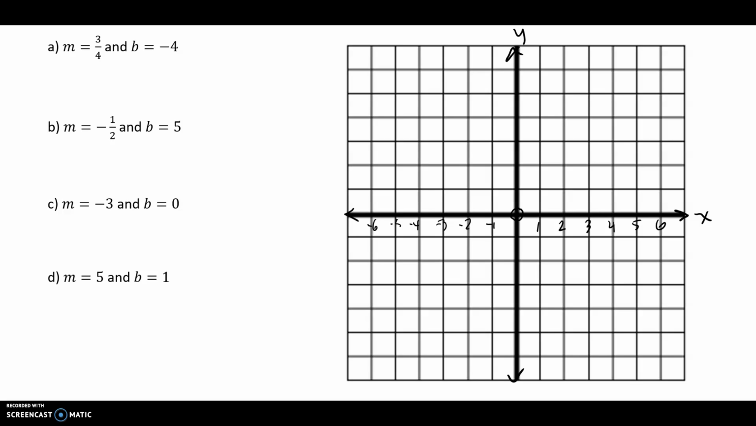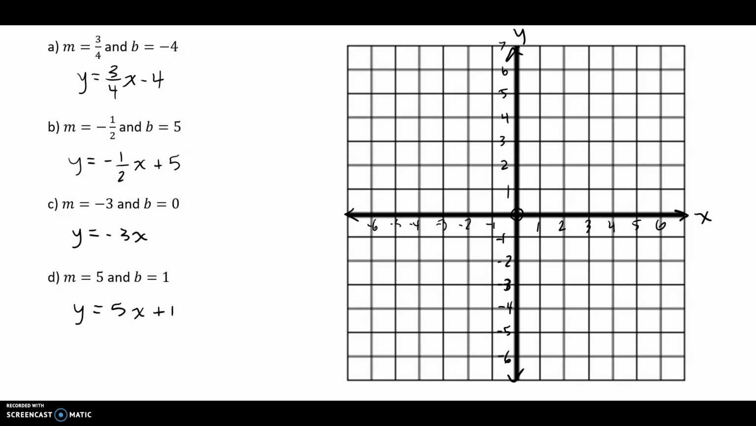Okay, let's go ahead and show the origin. Okay, and now we're ready to graph. So we'll start by writing the equation. So we know that this would be y equals 3 over 4x minus 4. Let's go ahead and write the equation for each one, and then I'll show you how to graph. So this would be y equals negative 1 over 2x plus 5. Y equals negative 3x plus 0, but remember we don't need to write that plus 0. Y equals 5x plus 1.